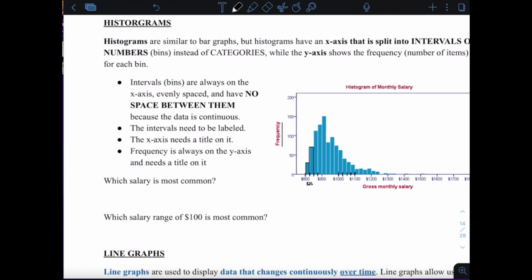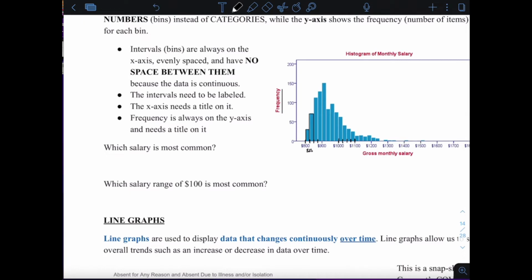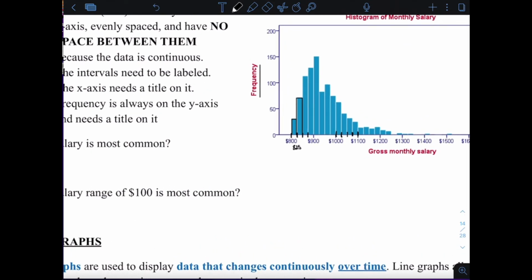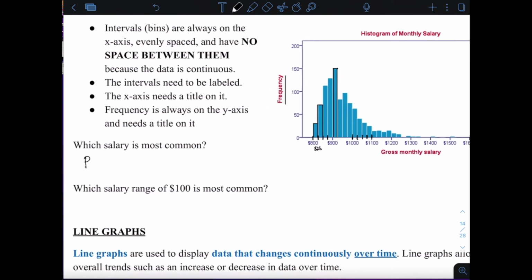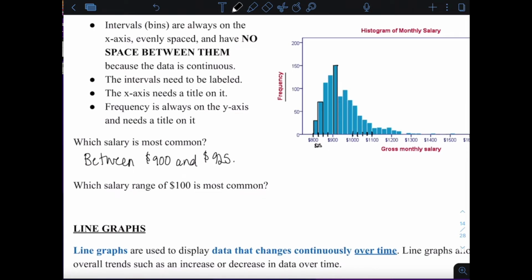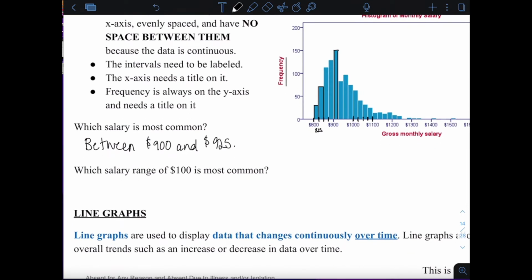Okay, so I can see that my x-axis is labeling this graph with the gross monthly salary. So if I look at which salary is most common, it would be this one, just because it has the biggest bar. So this one is between 900 and 925. Okay, so it can be anything between 900 and 925. Which salary range of $100 is most common?